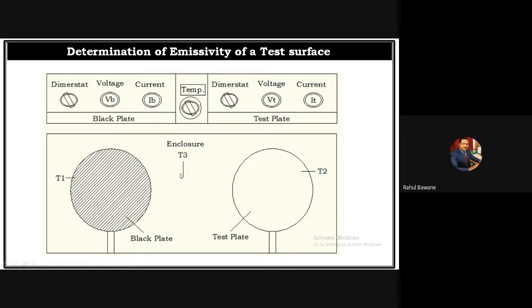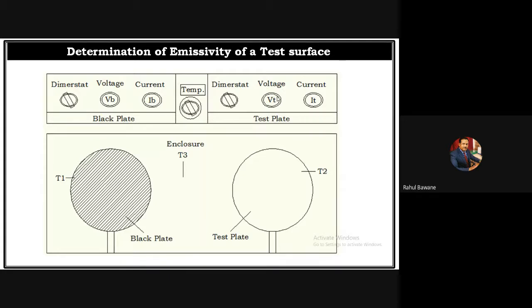Then I shift the knob towards the test plate, and with the help of the test plate dimmerstat, when I adjust the voltage, the corresponding voltage is shown on the voltmeter. Now imagine the black plate is supplied with 50 volts, and I supply the test plate the same 50 volts. The plates are identical, and the heaters are the same. So we observe that both plates reach the same temperature, but that temperature is due to the heating itself. So it is not going to serve our purpose.